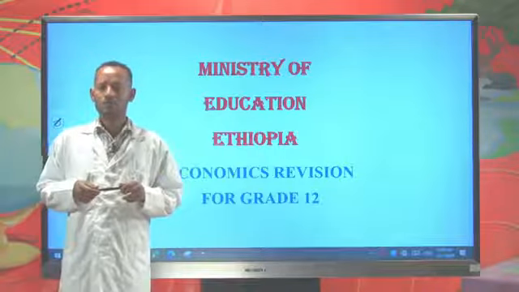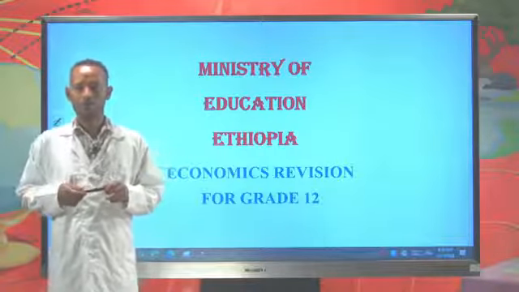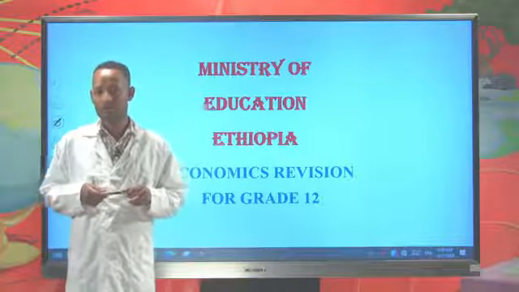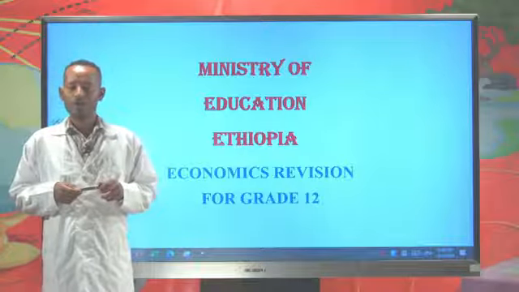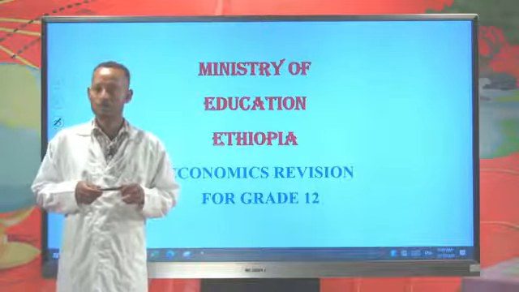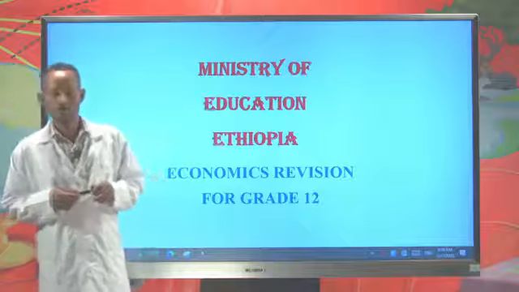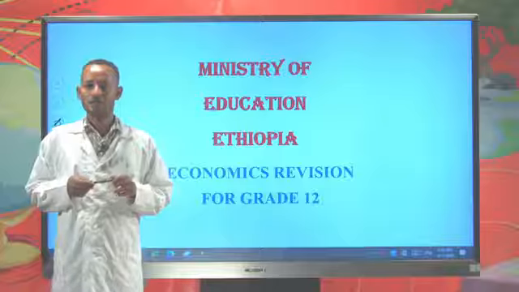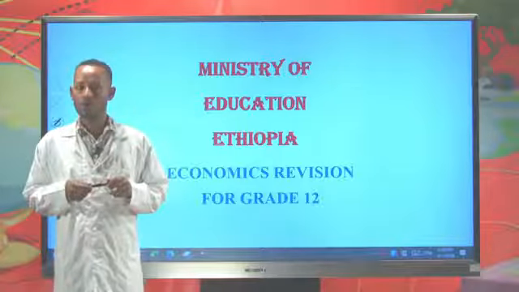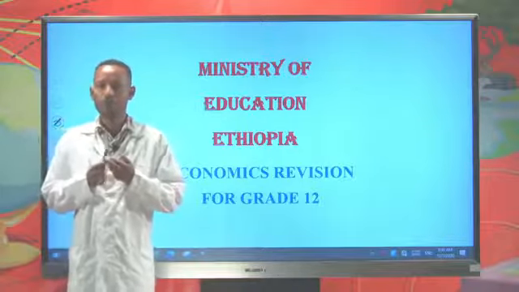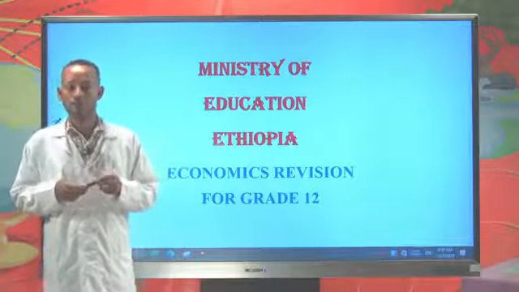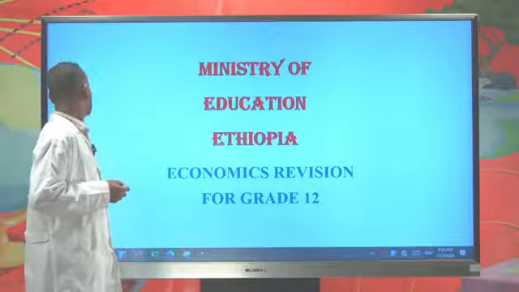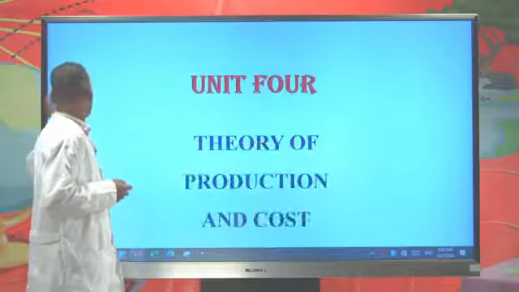In the previous lesson, we saw the theory of consumer behavior, more specifically the cardinal and the ordinal utility theories. Today we are going to revise Unit 4, which is about theory of production and cost. That means we are going to see three major lessons or theories under this unit: theory of production, theory of cost, and the link between production and cost. Let's start with theory of production.